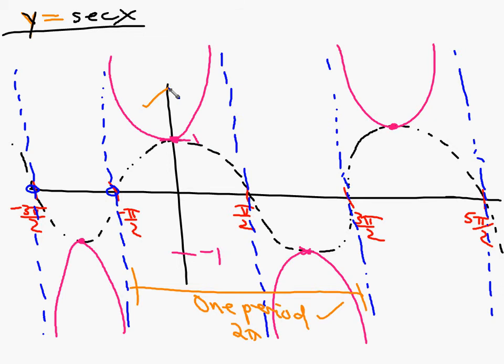Now, that's really as hard as it gets. The only thing you have to remember is that you've got to account for the shifts and changes in period that take place with sine and cosine. So I want to finish here with kind of a summary.